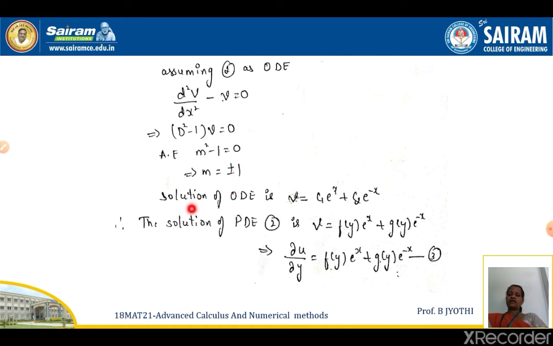Whenever we have real and distinct roots, we can write the ordinary differential equation solution as v = c1 e^x + c2 e^(−x). But c1 and c2 should be replaced with f of y and g of y, and v is also replaced with ∂u/∂y. That gives us equation 3.